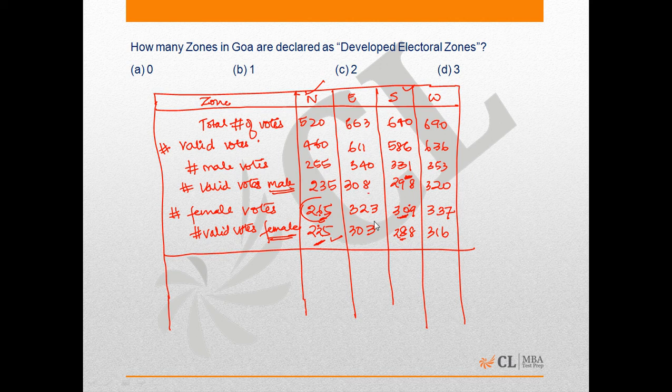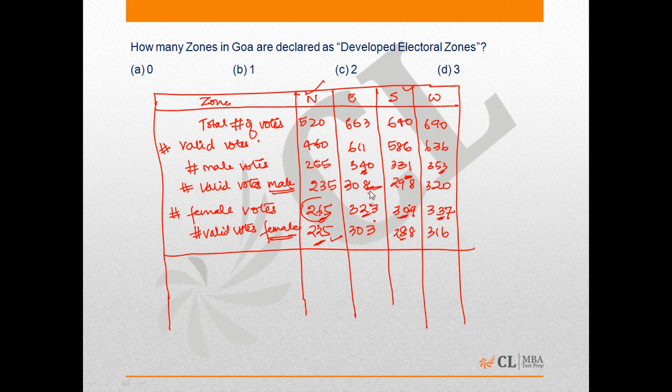In East and West Zone, both the conditions are satisfied. If you look at 323 and 340, the number of male votes, the difference is that of 17, which is less than 5%, which is exactly 5% actually. If you look at 337 and 353, the difference is that of 16, which is again less than 5%.